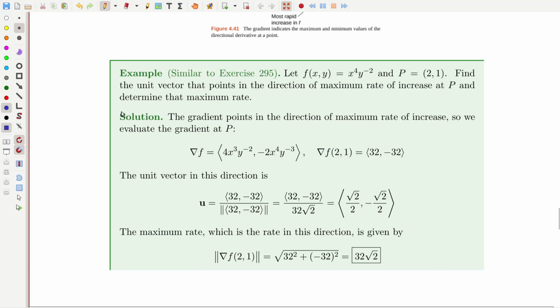And then the problem asks for the maximum rate. So what is the actual rate of change? That's given by the magnitude of the gradient vector evaluated at the point. So we take the magnitude of this vector. That's this calculation, and that's simply 32 root 2. These two double up, you have a 2, and then the 32 squared can get pulled out of the square root. So it's just this.